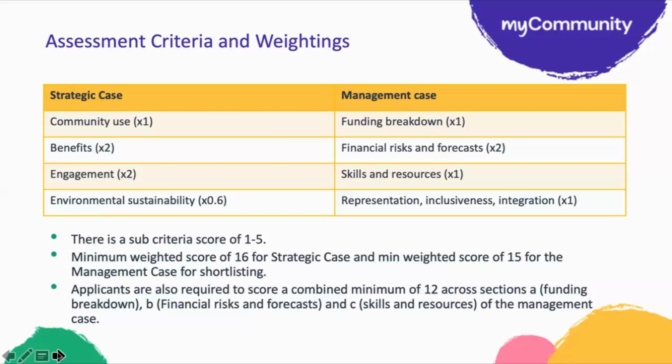So the benefits and the engagement are double weighted. Where I put ×2, that means that whatever you score on there is double weighted. So the government deems those two as being more important than the other factors in the strategic case. Environmental sustainability is weighted at 0.6, so they think that's less important.